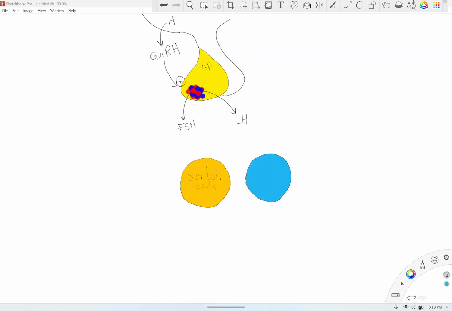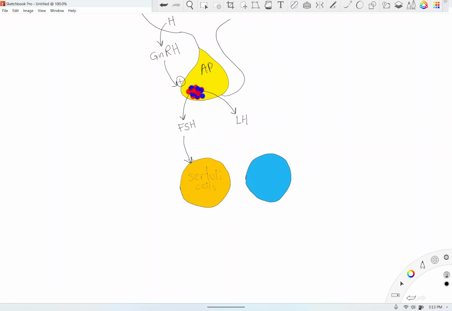All right, so step number 1, hypothalamus releases GnRH. GnRH stimulates anterior pituitary cells known as gonadotrophic cells, which are the blue and red dots. Gonadotrophic cells will release FSH. FSH will act on testes. Testes are gonads. FSH is gonadotropin.